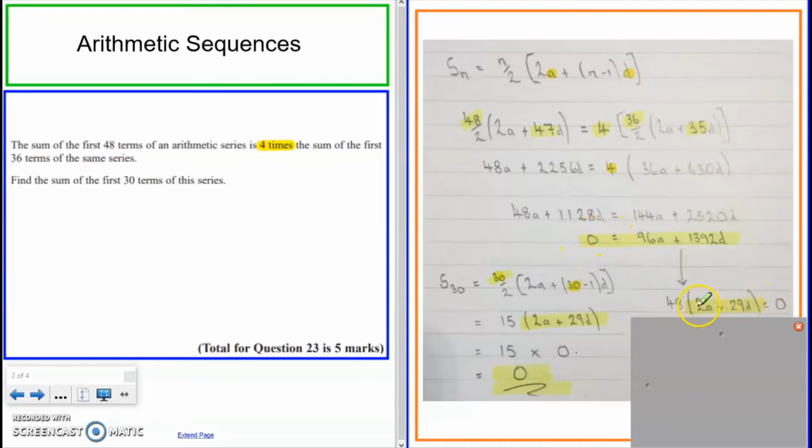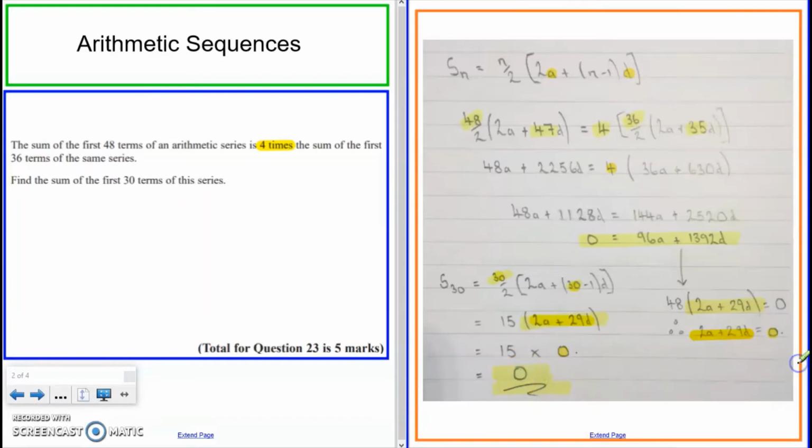So what that tells me is inside the bracket, 2a plus 29d must equal 0, because 48 multiplied by this bracket is 0. So the 2a plus 29d has to be 0. So now I can look at these terms, 2a plus 29d. I've now confirmed that they equal 0. So now if I go back over here and have a little look at these terms in this bit of algebra, I now know that this is 0. So I've just replaced that with 0. I'm left with 15 multiplied by 0. So actually, the sum of the first 30 terms in this series is 0.